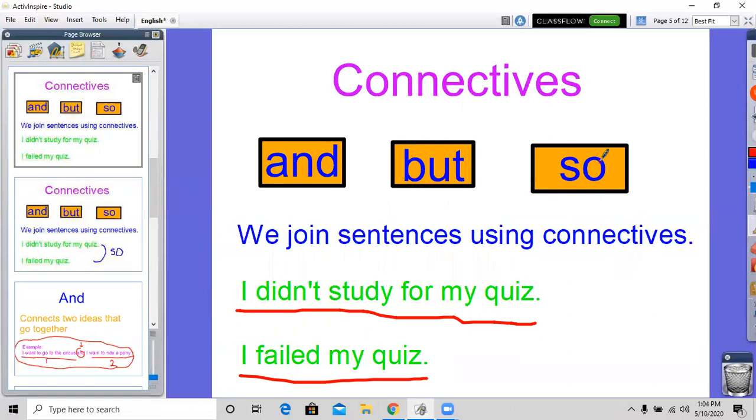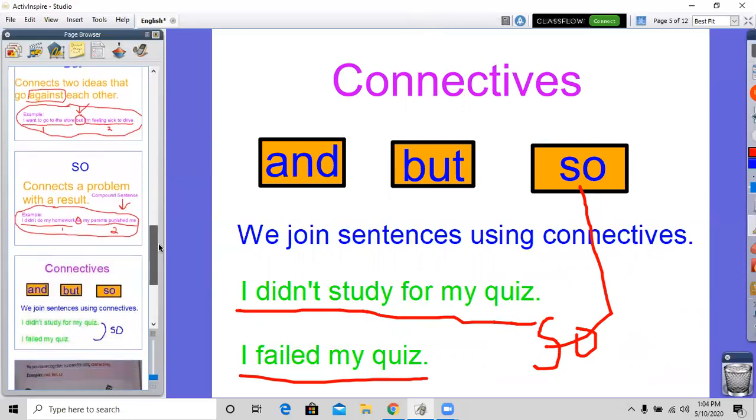Okay, so I didn't study for my quiz. Oops, you didn't do something. So what was the result? The result was, so I failed my quiz. You didn't study, so the result was you failed. Okay.